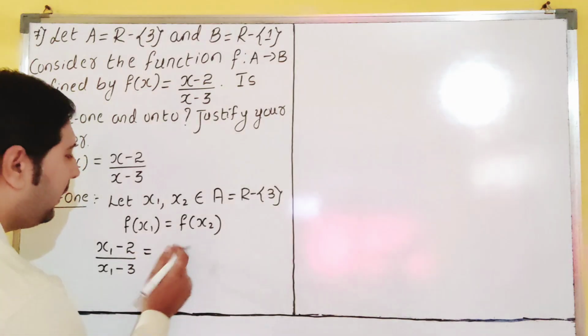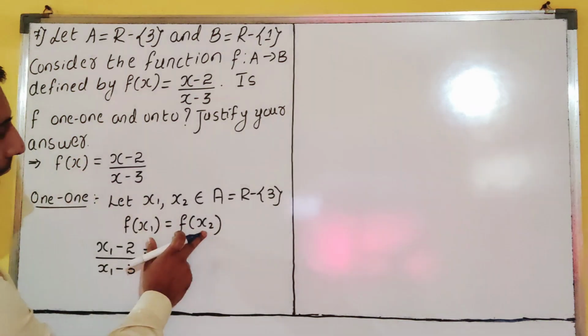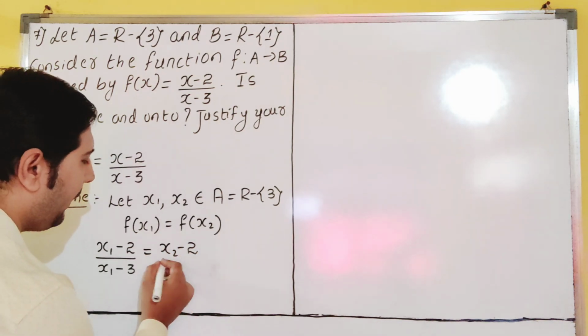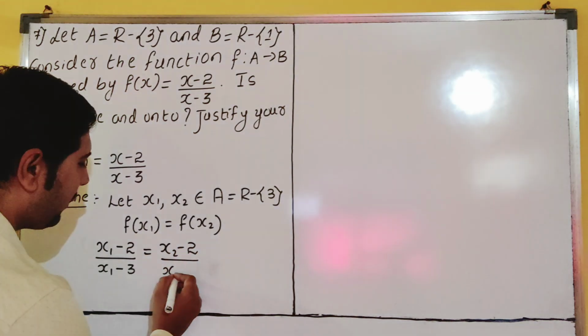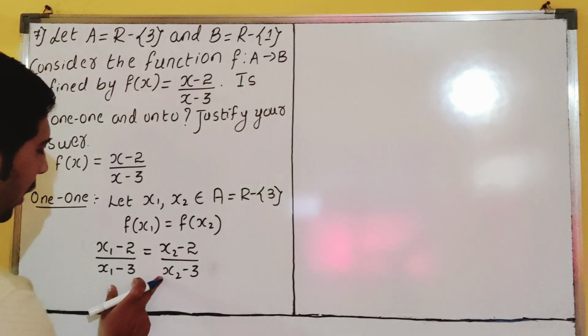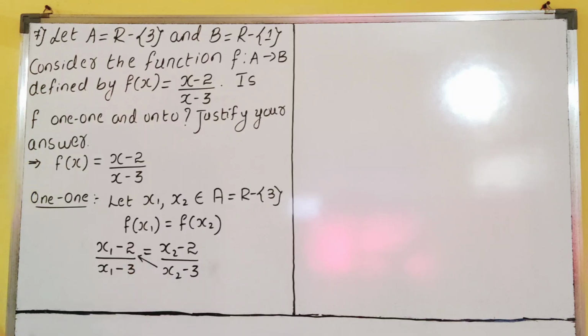Next is f of x2. Same thing, only in place of x it is x2. So I can write it as x2 minus 2 divided by x2 minus 3. Will you agree? Now cross multiply this one. So you cross multiply that to this one. What will happen, you see?